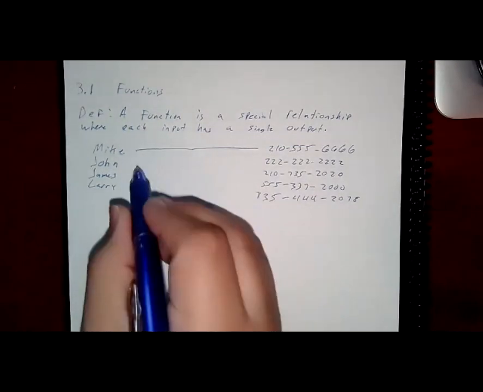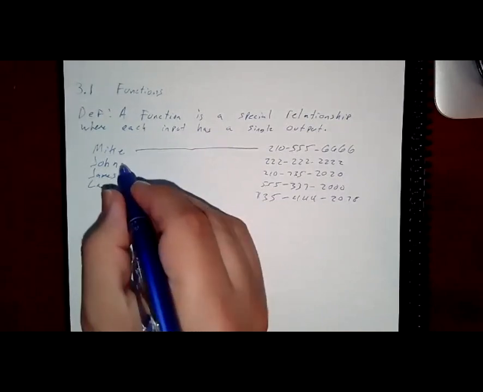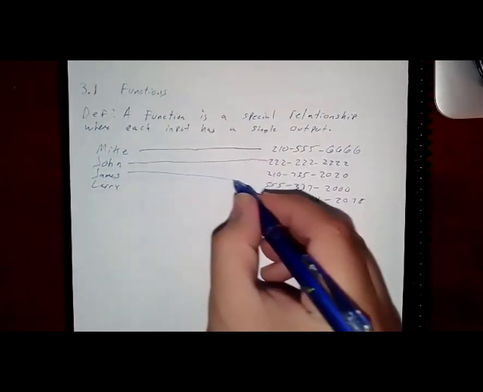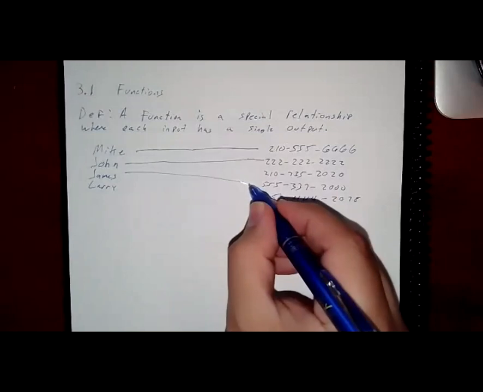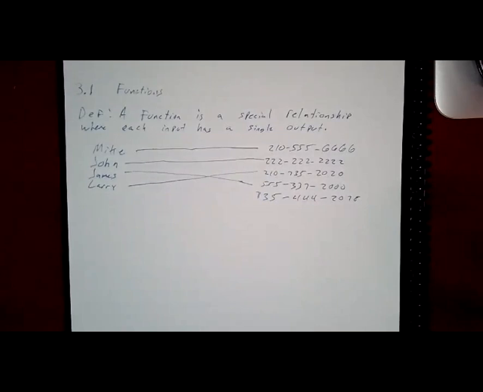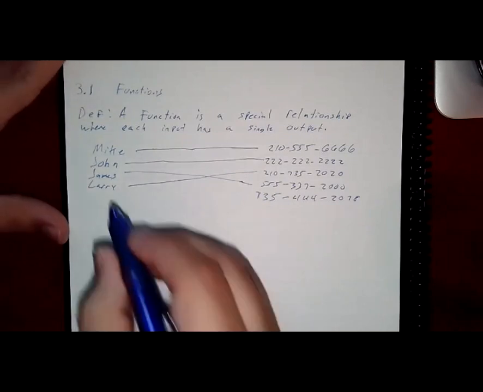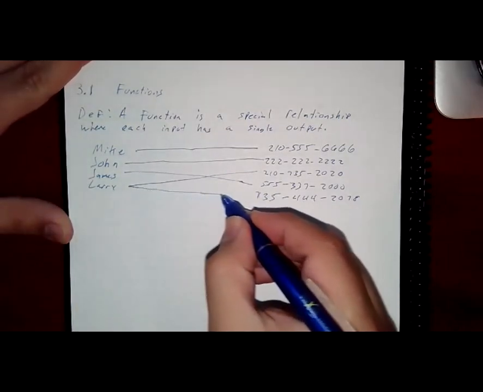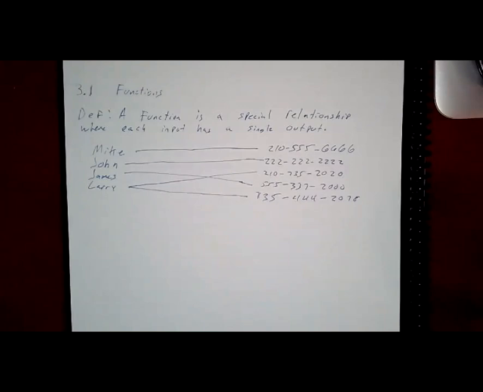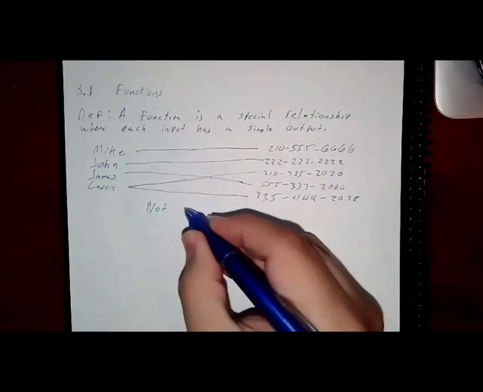Let's say John has this phone number. James has that phone number. And Larry has this guy. So if every input has exactly one output, then it is a function. But let's say, I don't know, let's say Larry had two numbers, right? Maybe he has some secret girlfriends or something. And this is no longer a function. This is a function.